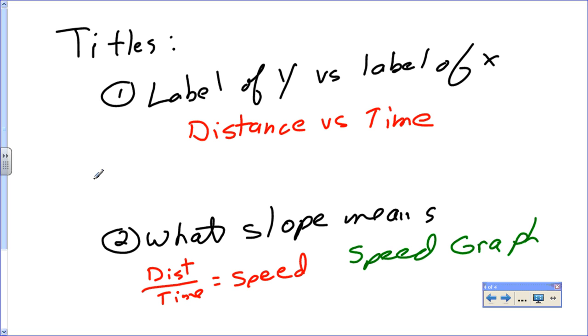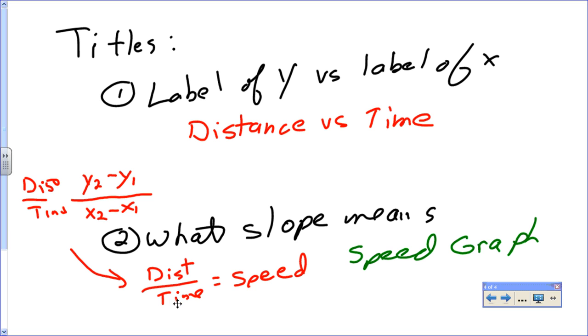Now, to find slope, you do the y2 minus y1 over x2 minus x1. And since distance is on the y-axis and time is on the x-axis, down here, distance divided by time gives you speed. So slope in this instance would mean the speed of the object you're looking at. So you could call this a speed graph because that's what the slope is going to tell you.